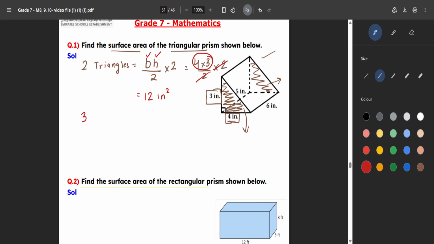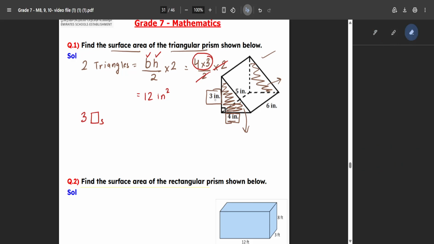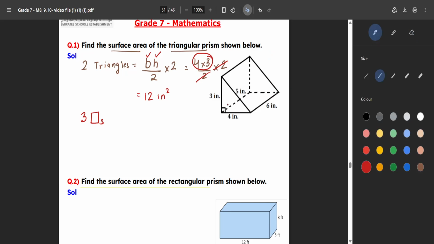Now we have 3 rectangles. Let me erase these things. Then I will show you the rectangles now. Okay. So first we will find the area of the rectangle at the bottom. So how do we find the area of a rectangle? For the area of a rectangle, we have to do length times the width. For this rectangle, the length is 4 and the width is 6. So rectangle 1 will be 4 times 6 plus.